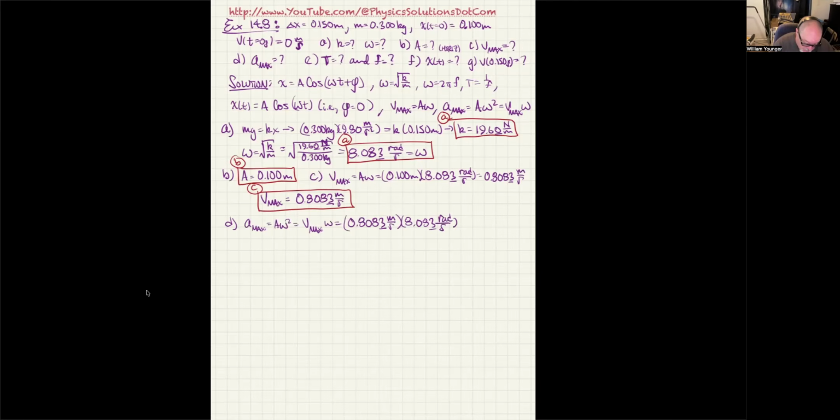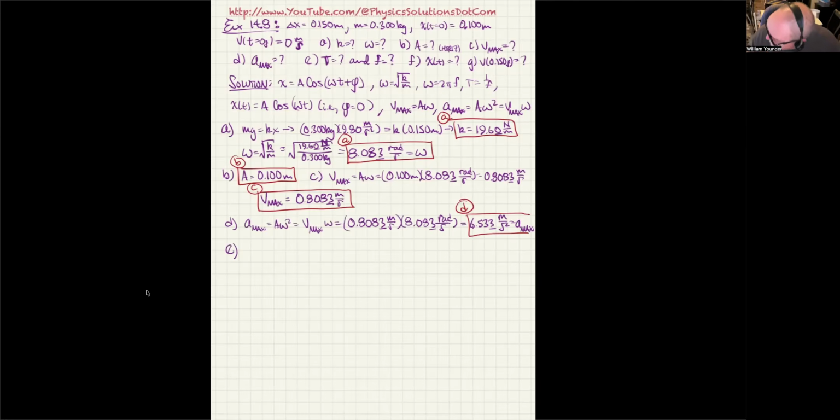So 0.8083 times 8.083 gives me 6.53. And carrying one extra digit gives me 6.533. And that's meters per second squared, equal to Amax. And now we've done part D. So I'll box that off. And now we're up to part E.